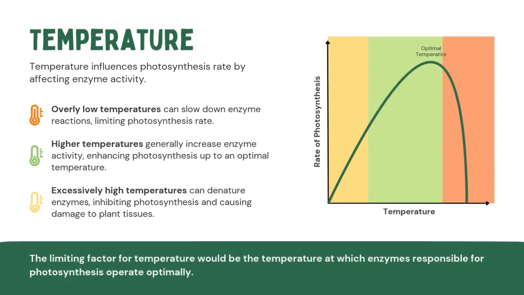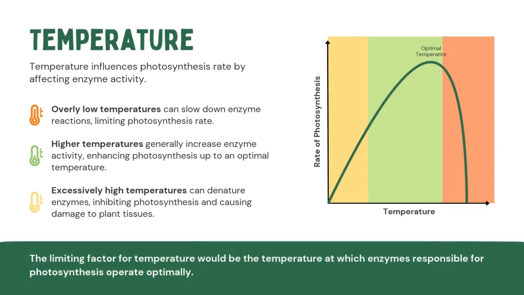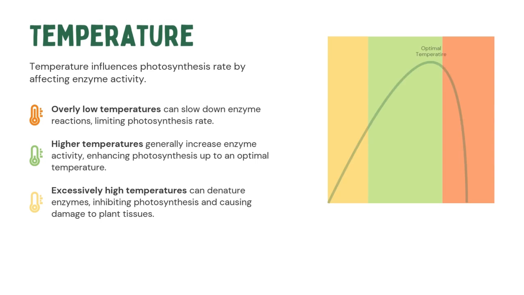Excessively high temperatures can denature enzymes, inhibiting photosynthesis and causing damage to plant tissues. The limiting factor for temperature would be the temperature at which enzymes responsible for photosynthesis operate optimally.